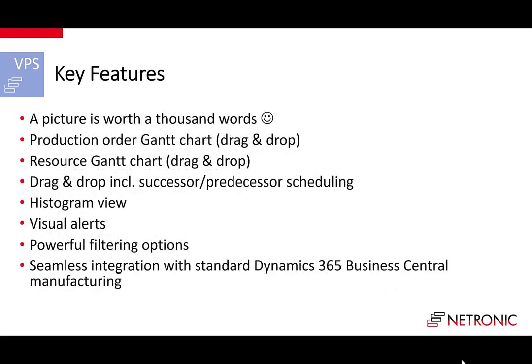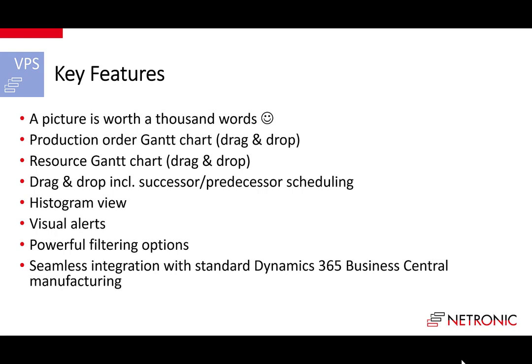The VPS is built on the basis of the standard Business Central manufacturing module, and it provides you with a fully integrated drag-and-drop scheduling front-end to the standard functionality. The biggest feature is that it gives you a picture of your schedule, and we all know that a picture is worth a thousand words. It comes with a production order Gantt chart that allows drag-and-drop scheduling. It comes with a resource Gantt chart that allows drag-and-drop scheduling. You can choose that your drag-and-drop scheduling also includes the successor predecessor scheduling.